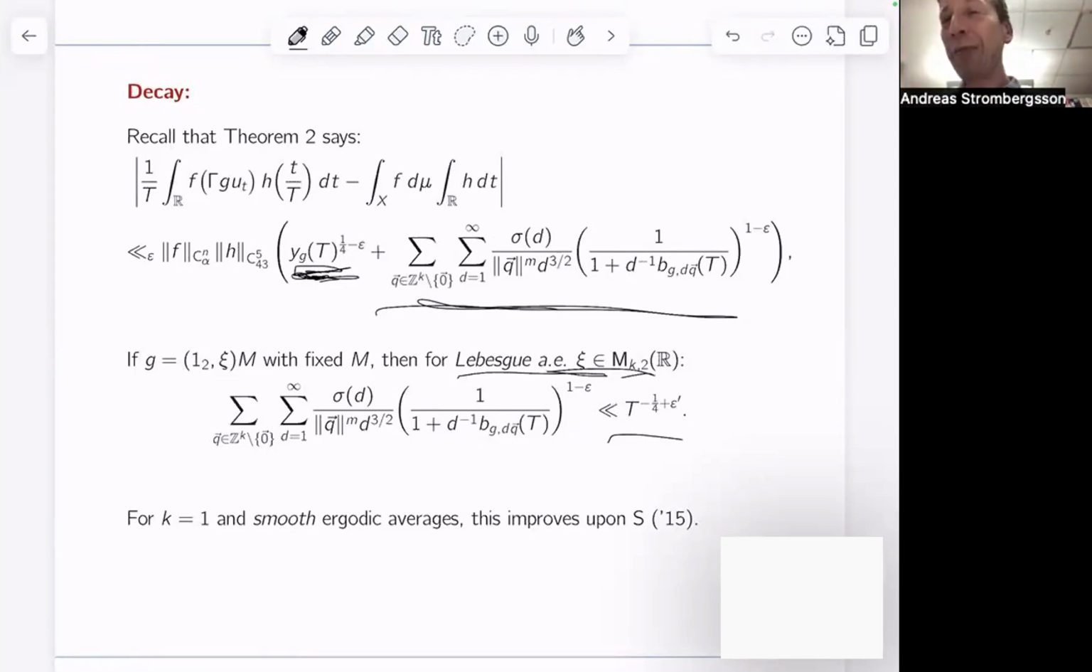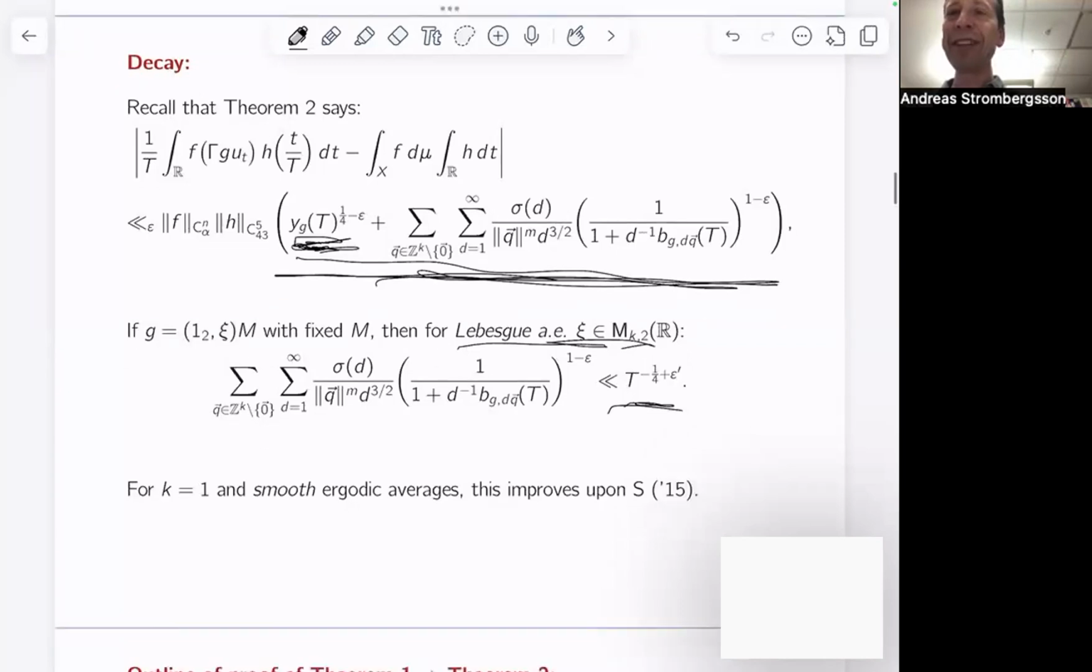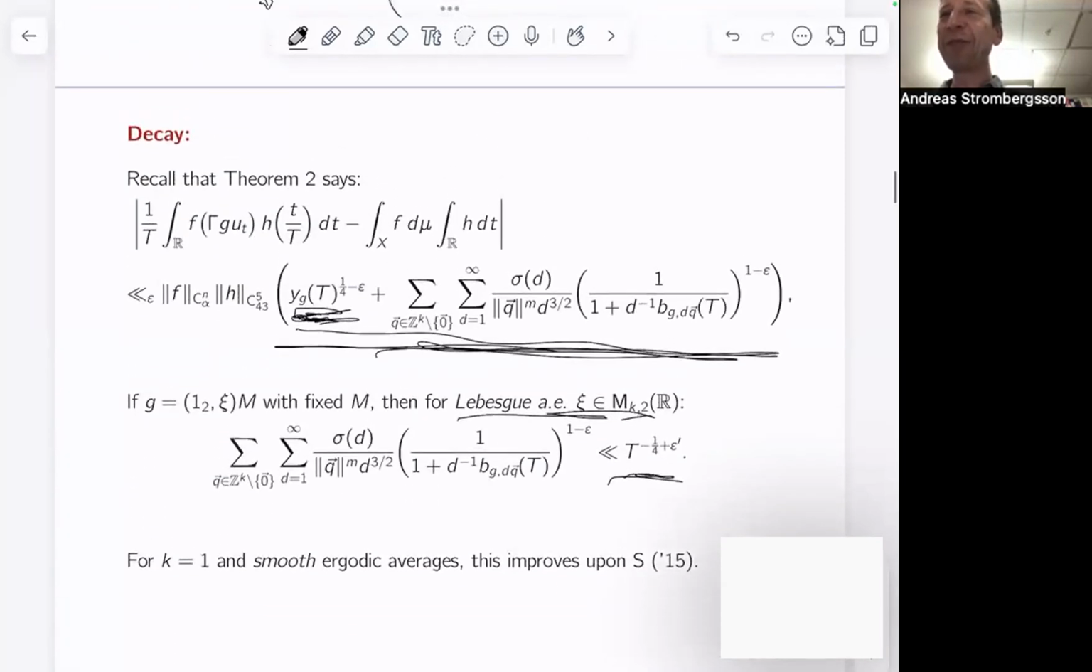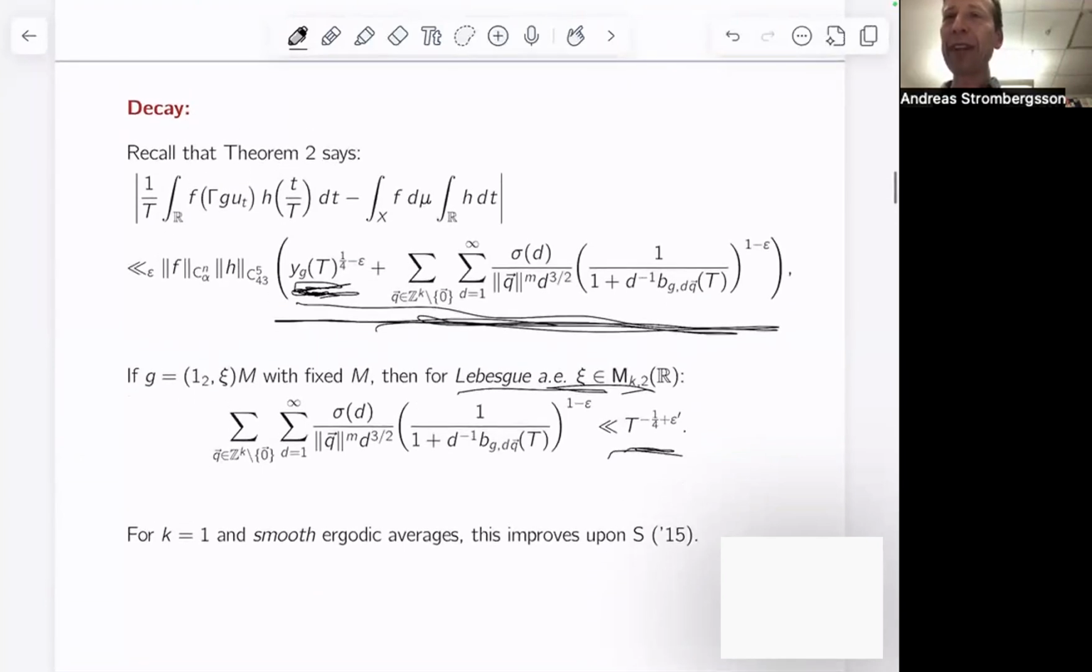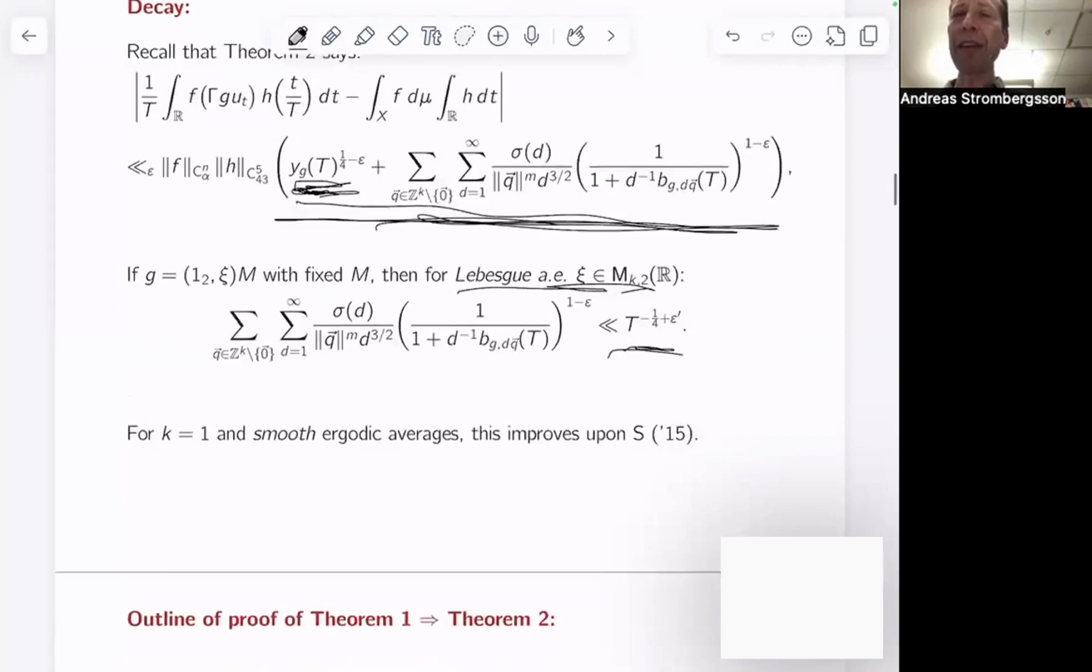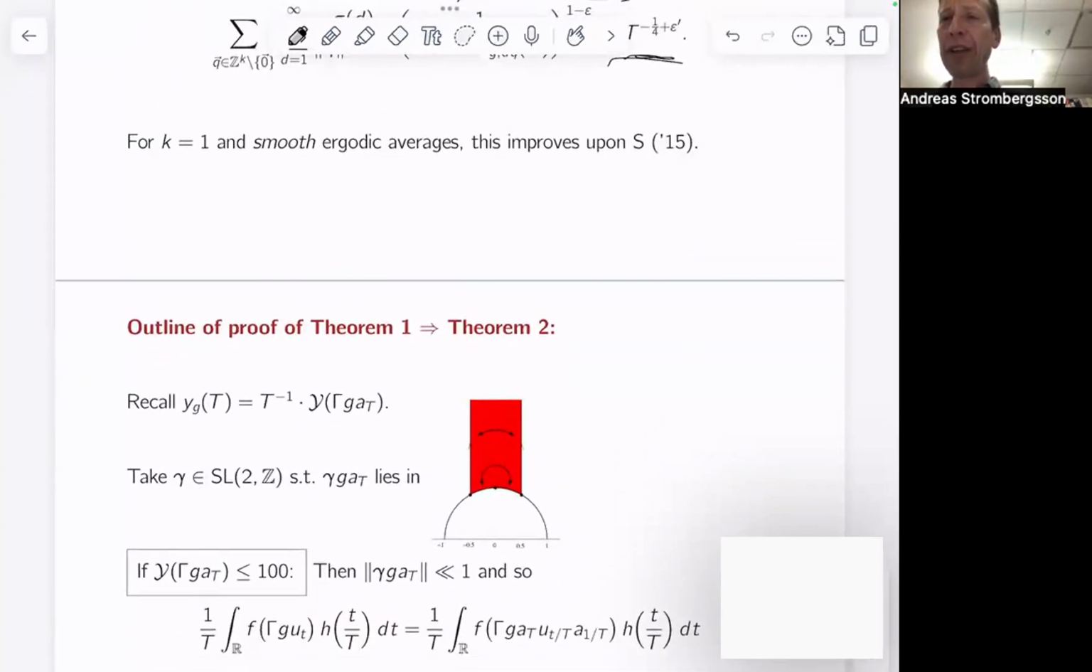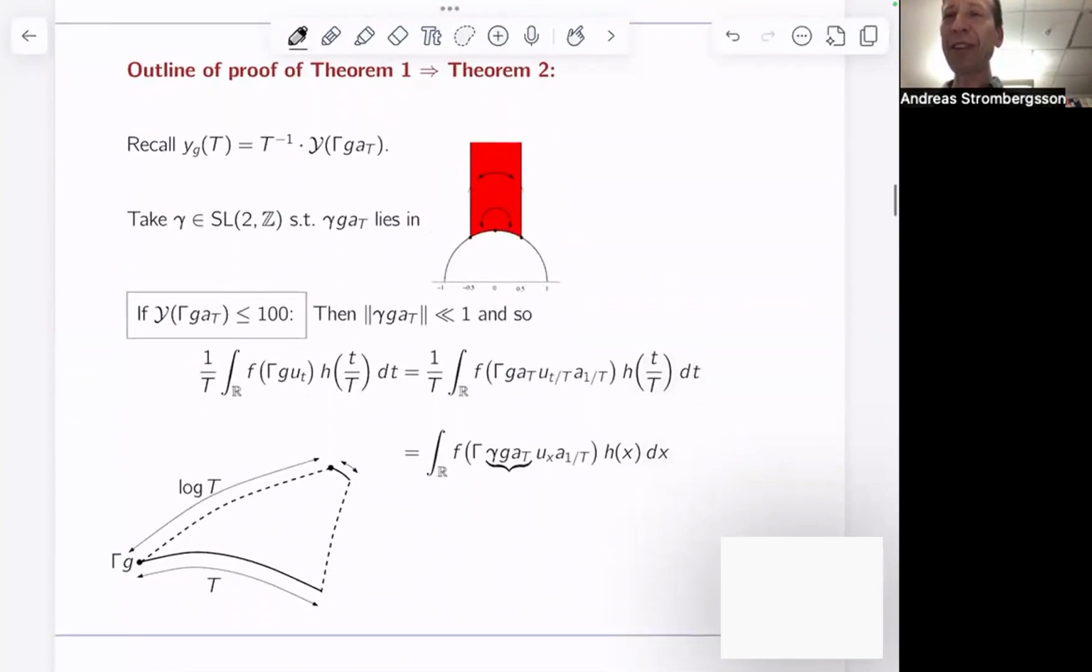So it means that for a generic M, it means that generically, this whole expression tends to 0 as t to the -1/4 plus epsilon. So now I have only a few minutes left, and maybe I just give some impressionistic things about the proof. I guess the proof of this, the fact that theorem 1 implies theorem 2, I think it's well known to the experts how to do it.